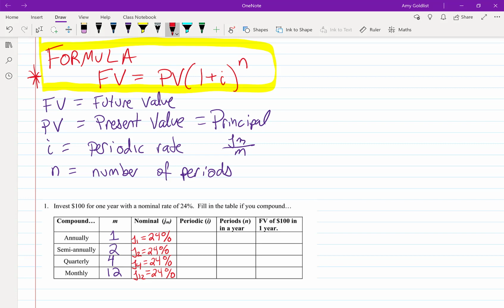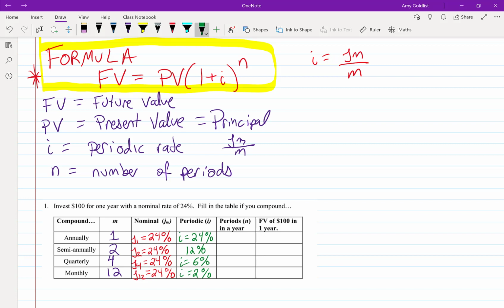For the periodic rate, what we do is we divide it. So remember, I'm going to write up here, I equals Jm over M. So if M is 1, we're just dividing by 1. That makes this really easy. Semi-annual, we're going to divide it by 2. So 24 divided by 2 is 12%. You guys try it. Pause. Hopefully you have I equals 6%, that's 24 over 4, and I equals 2%, or 24 divided by 12.